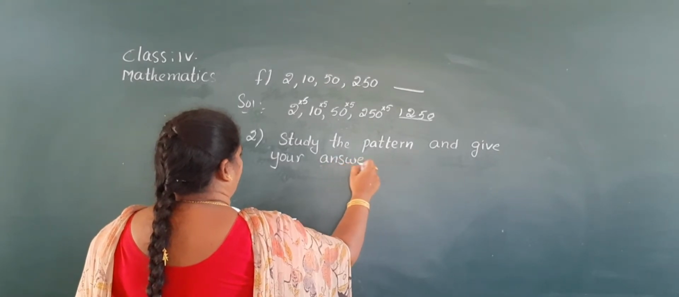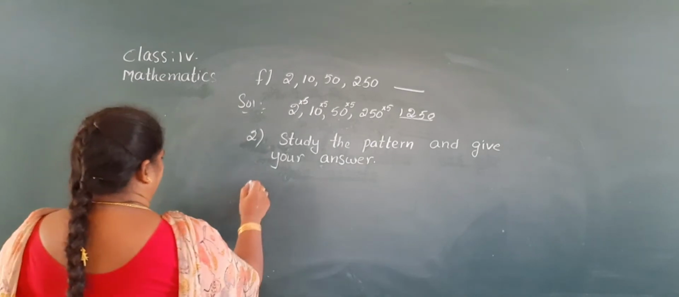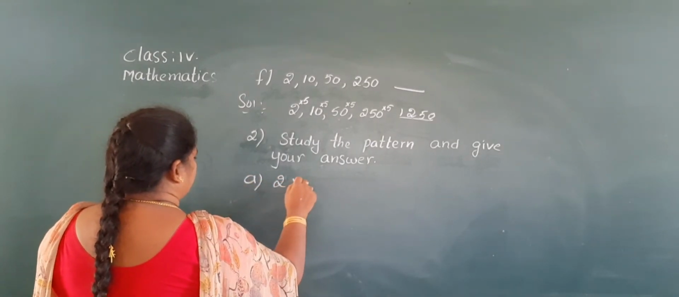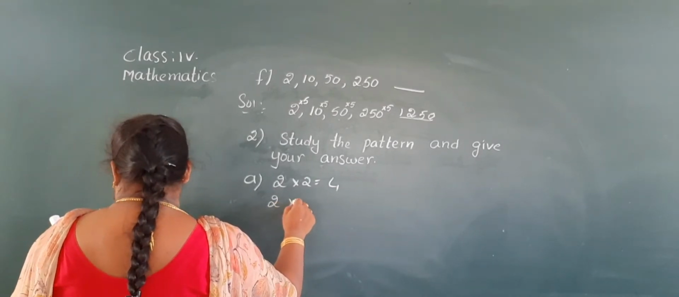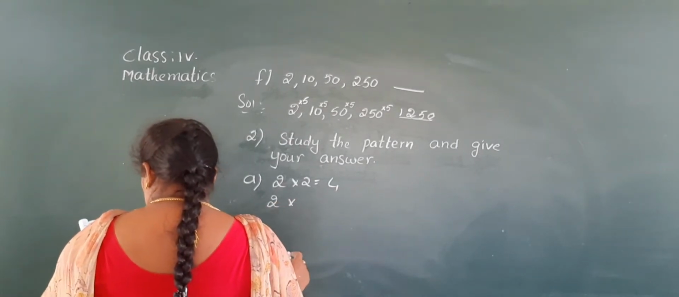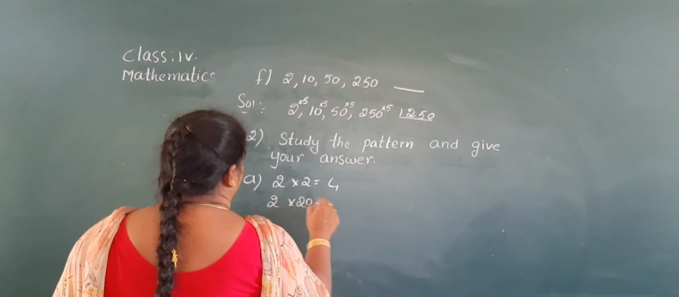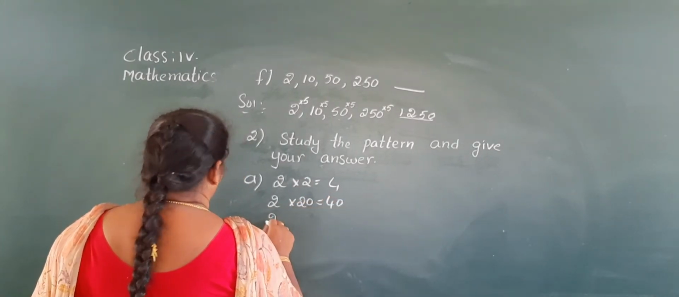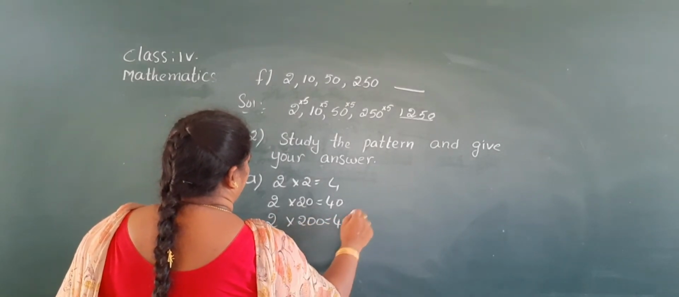All of you write along with me, Nana. First one, A. 2 into 2 is 4. 2 into 20. 2 into 200. See children, the first one is already given, so you need not write, just listen.